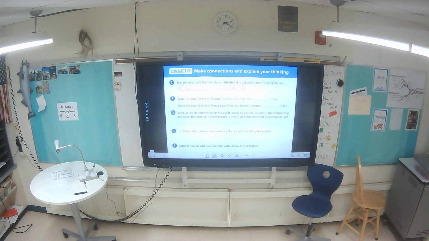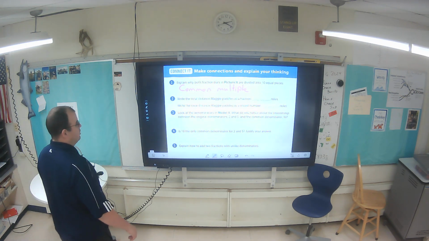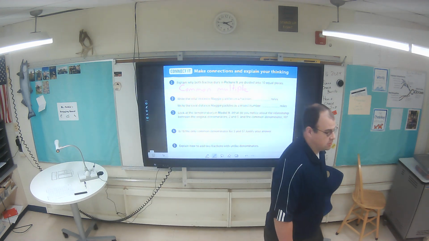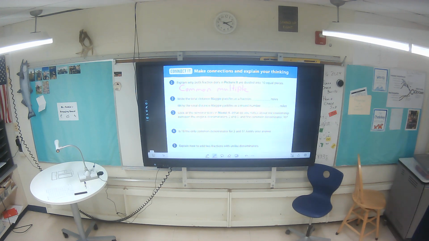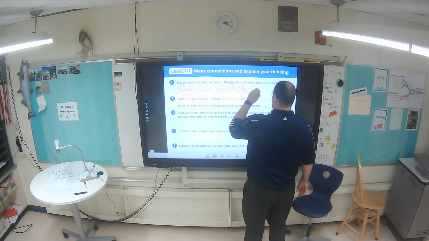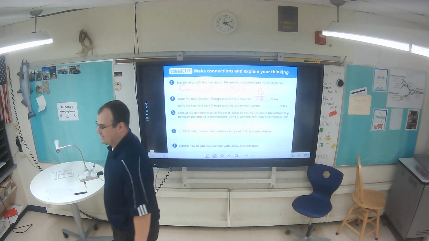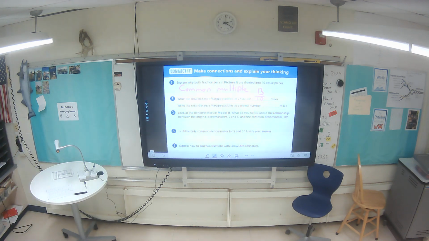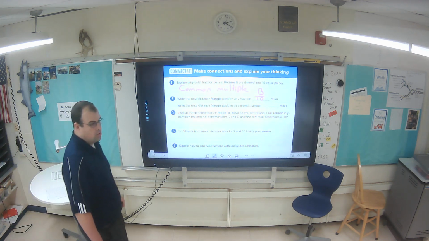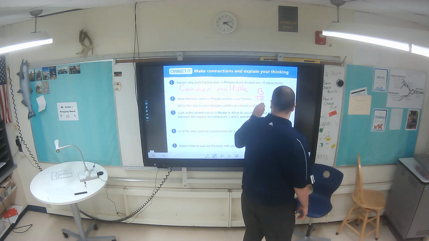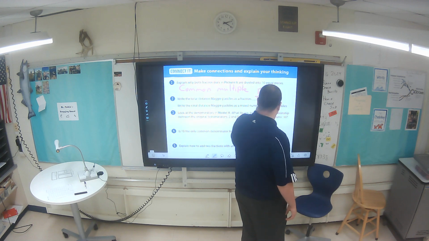What was the total distance Maggie paddles as a fraction? As a fraction or improper fraction? Improper fraction. 13/10, right? What is the total distance Maggie paddled as a mixed number? 1 and 3/10. 1 3/10, right?